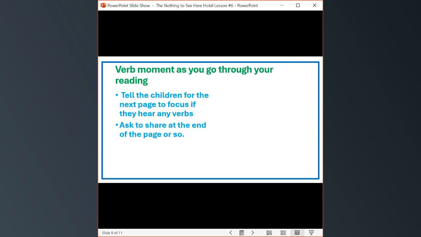And then towards the end of your reading section for today, so I wouldn't do this at the beginning or for the entire reading section, as it might distract the children from their comprehension. So it might be the last page or the last couple of pages. Tell the children to focus on any verbs that they hear, to listen out for verbs. And then at the end, they can raise their hand and share the verbs. In that way, they're practicing connecting again to what verbs are in a contextualized way.